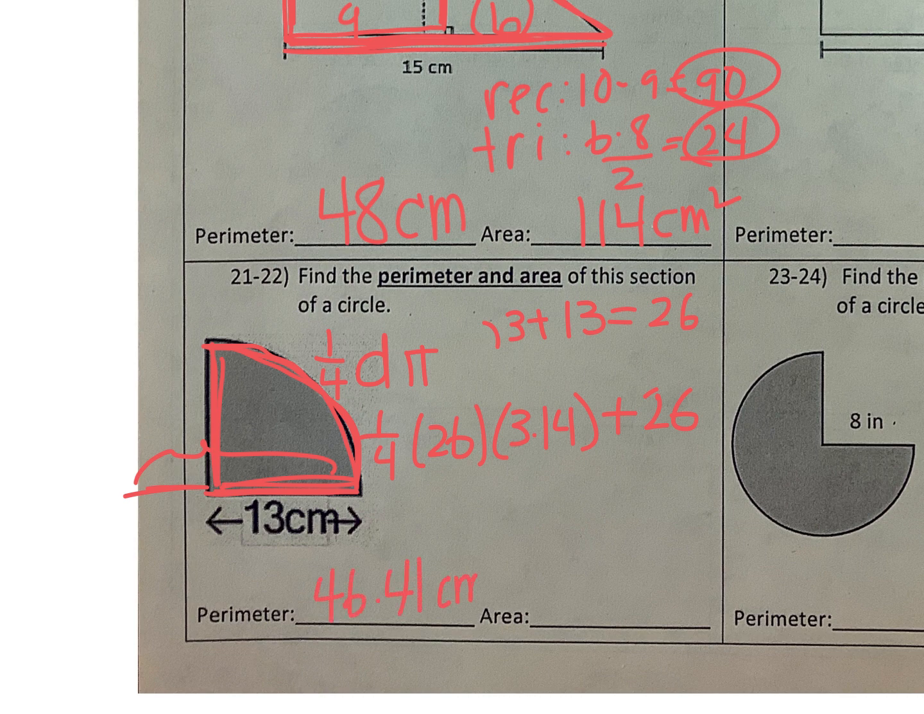And I end up with a perimeter of 46.41 centimeters. And then to find the area, it's just 1/4 of the radius, which it's giving us, times the radius times pi, and that ends up being 132.665 centimeters squared. Sorry for the messy writing, because I'm trying to do it with a stylus instead of my Apple Pen, which clicks on the glass. Let us know if you have any questions.